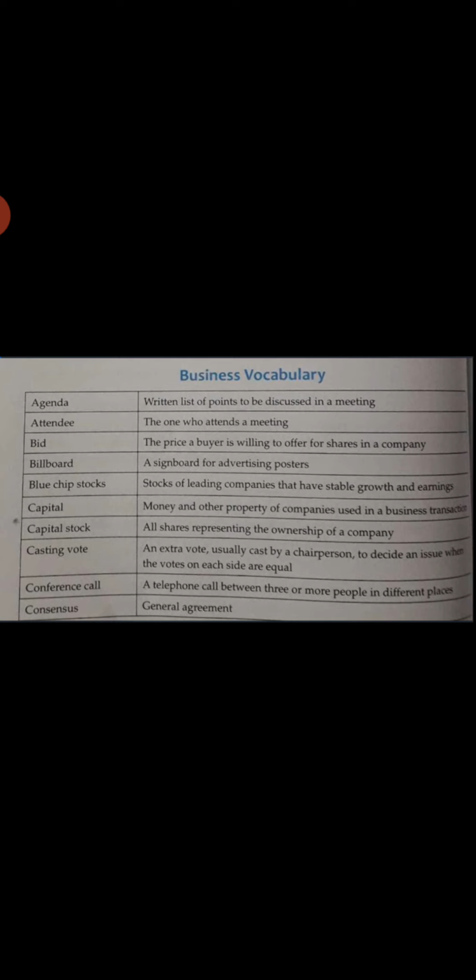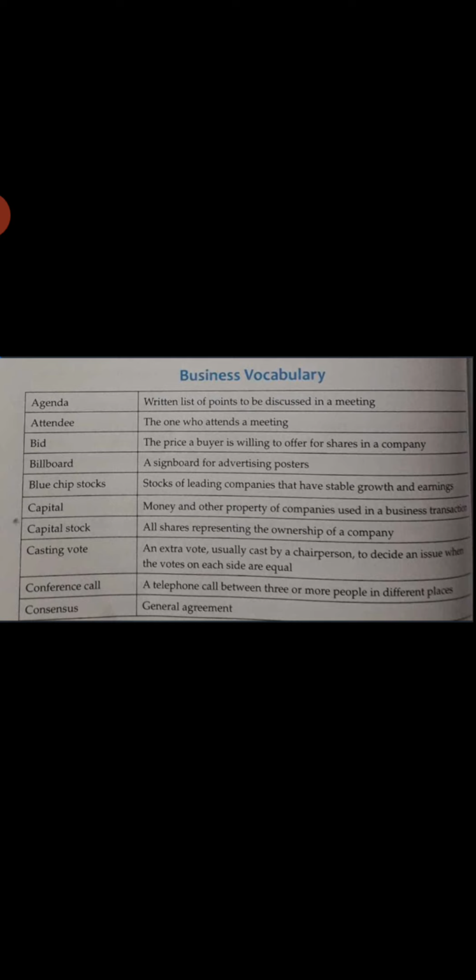Then the next one is casting vote. An extra vote, usually cast by a chairperson to decide an issue when the votes on each side are equal. So, what is this casting vote? In general language, we think casting vote means casting a vote for any political party that we like. But here in business vocabulary, it is an extra vote. This extra vote is usually cast by the chairperson of the company to decide an issue. When the votes are equal on each side, the chairperson casts an extra vote, which is called a casting vote.